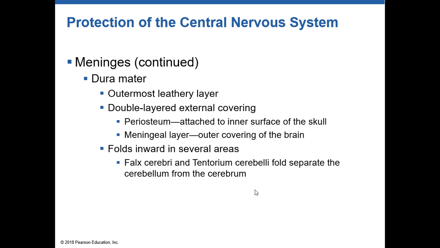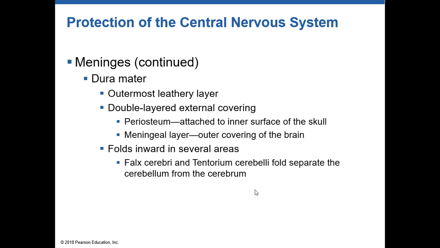So we pointed those three layers out. Let's give a little bit more information in your notes. Your dura mater, which is the outermost part, is a very leathery layer. It's actually double layered, like I showed you in the last picture. You have your periosteal layer, which attaches to the inner surface of your skull, and then your meningeal layer, which is considered the outer covering of your brain.